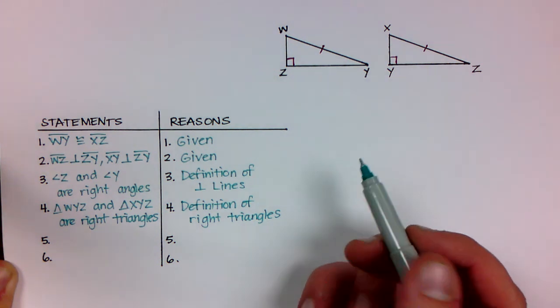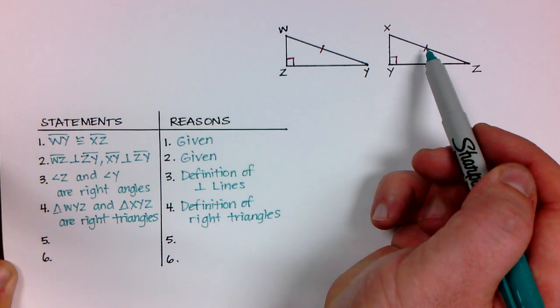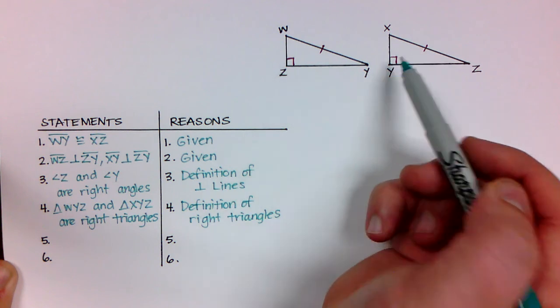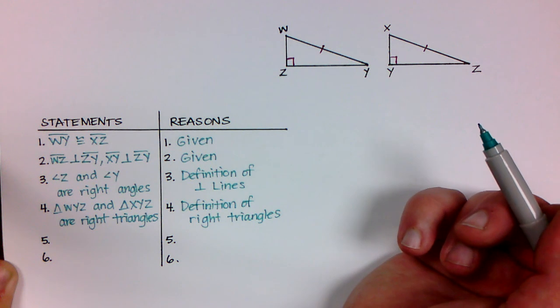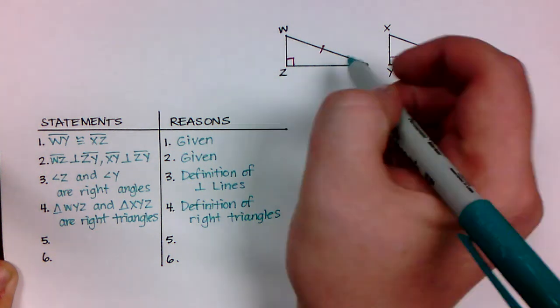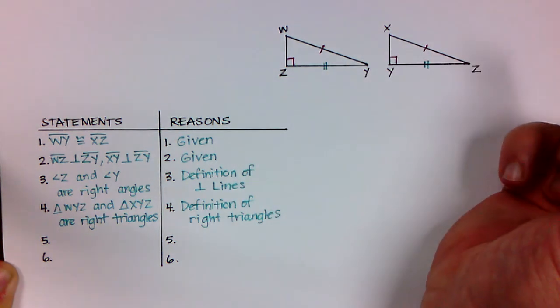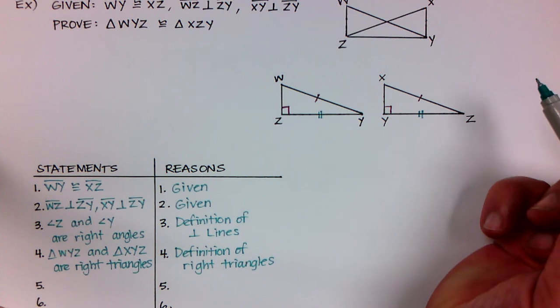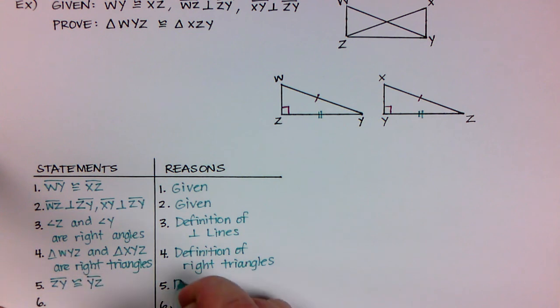So one more thing that I can claim, because I know the hypotenuses are congruent, I also know that they have a right angle. If I can find one more side, one of the legs, to be congruent, then I can claim HL. And I can see here that they both share this bottom leg from the diagram up above. So I'm going to claim that down below. That ZY is congruent to YZ, again from the reflexive property of congruence.